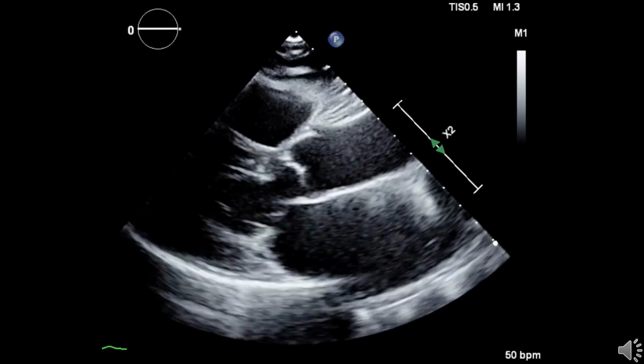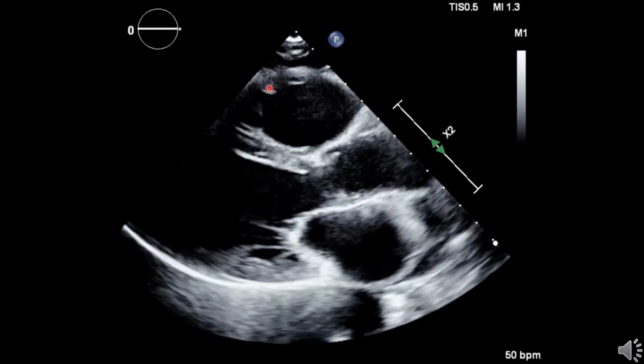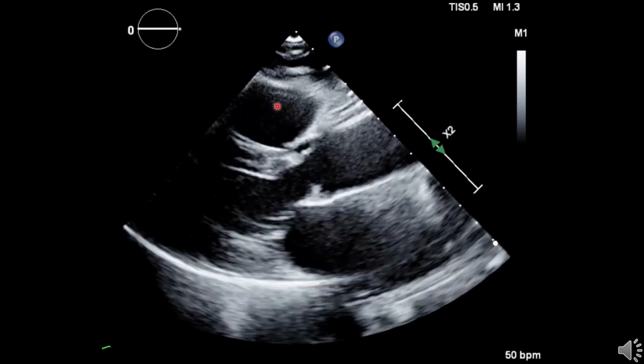This is a video clip of the parasternal long axis view. At the top of the screen is the right ventricle, which is the most anterior part of the heart in terms of the chest cavity. So that means this point here of the wedge is where the probe is placed on the chest cavity of your patient.